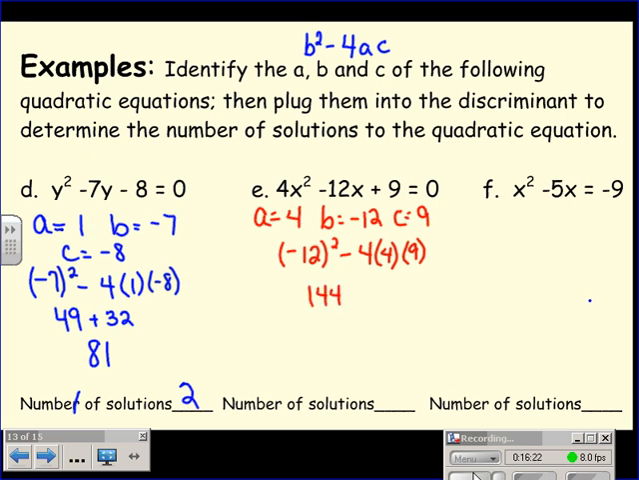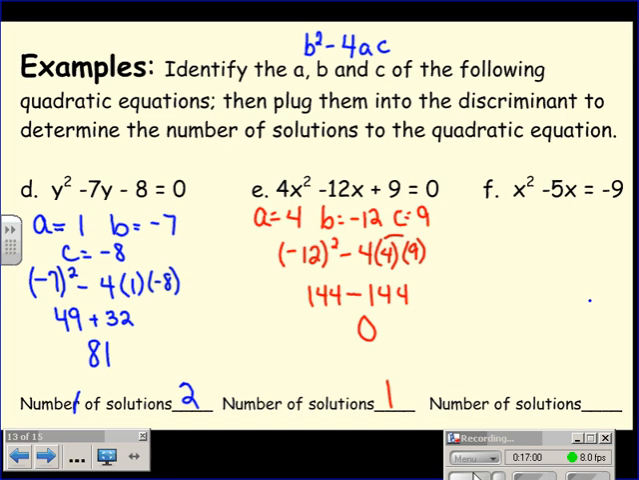And then I'm going to have my negative 4 times 4 times 9. So I'm going to start off with just multiplying the 4 times the 9, which is 36. And 36 times 4 would be 144. So that's going to be minus 144. Oops, that should be a 4. 144 minus 144 is 0. And as you recall, any discriminant that is 0 would indicate that we only have one solution.